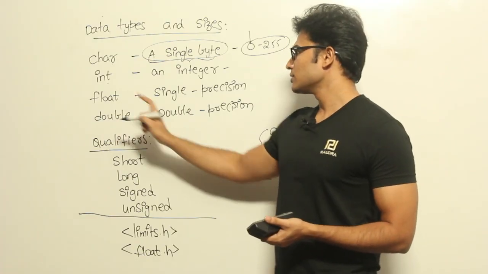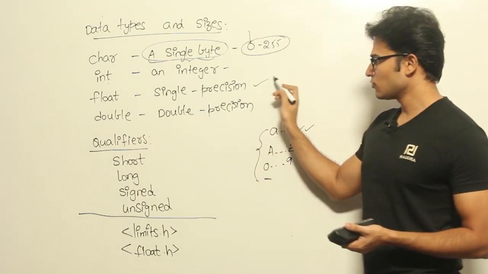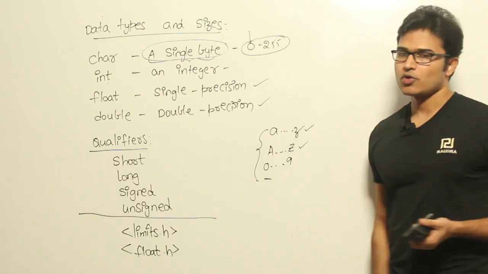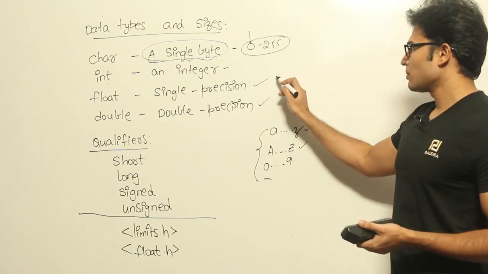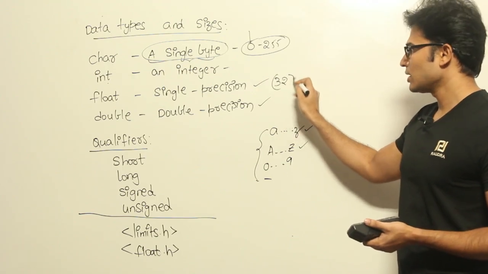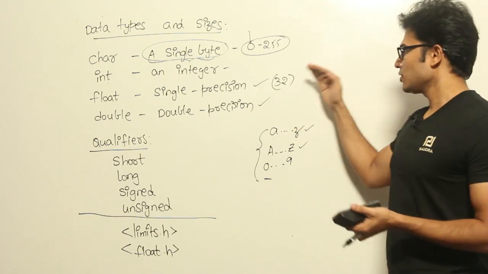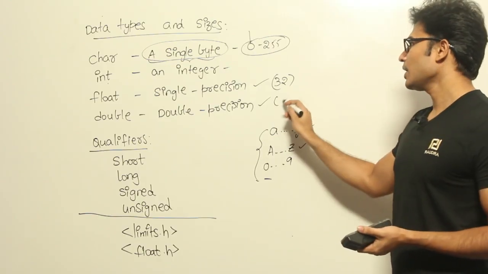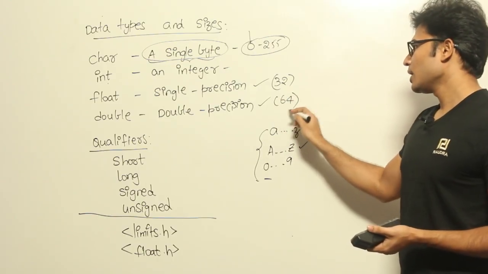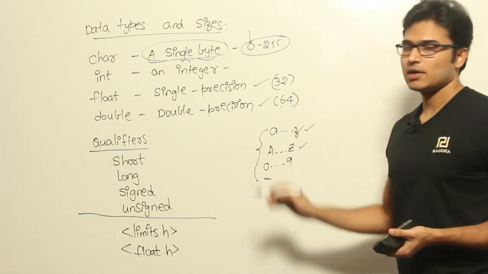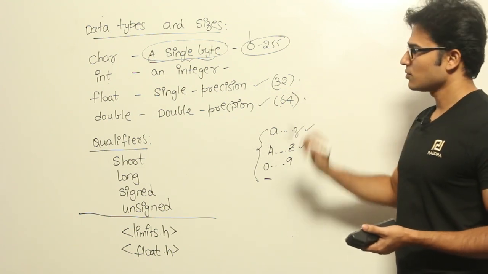And float is generally a single precision floating point number, and double is generally a double precision floating point number. As you know, in order to represent a single precision floating point number you should have at least 32 bits, right? Some machines might go beyond 32, but you are supposed to have at least 32 bits. And a double precision floating point number requires at least 64 bits, and some machines can have beyond that, but these are the minimum number of bits you are supposed to have.